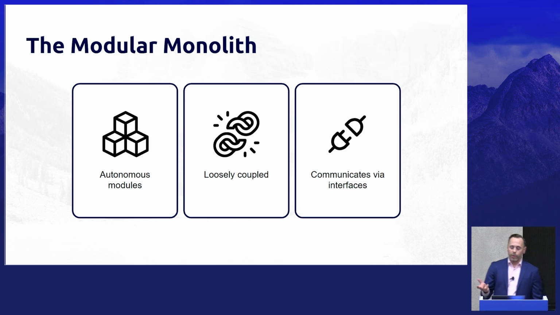You also want it to be loosely coupled. There's no point in building your modular monolith if you can't push your modules independently of one another, right? If you're going to build modules and you have to push everything at the same time, it doesn't really make any sense. So you want to have that loosely coupled. And the way you do that is to have it communicate via interfaces, APIs.